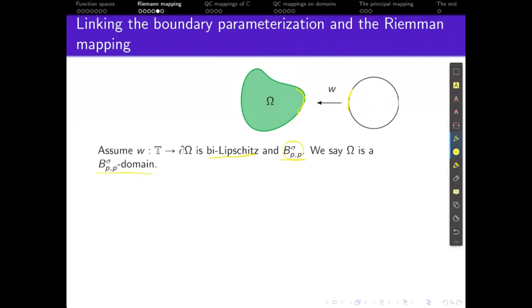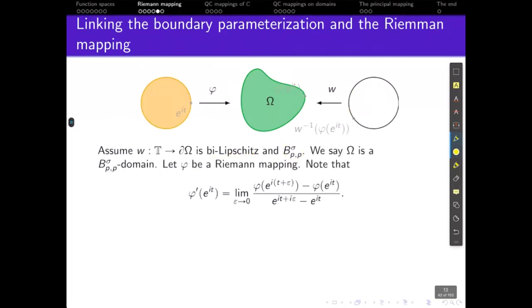It's just like a C alpha domain, the same. If it's, of course, simply connected. If it's multiply connected, then you can generalize this definition easily.